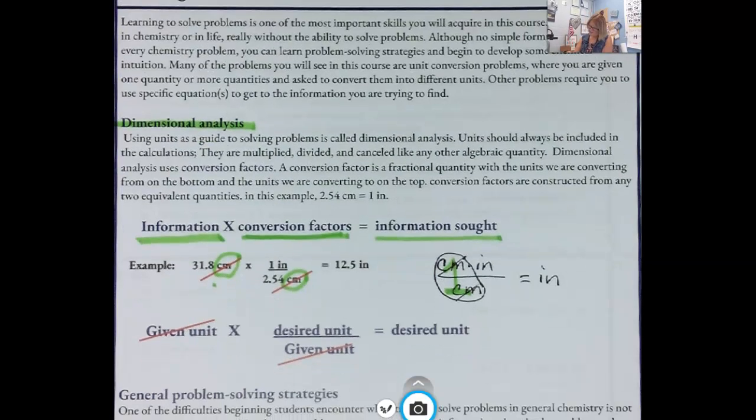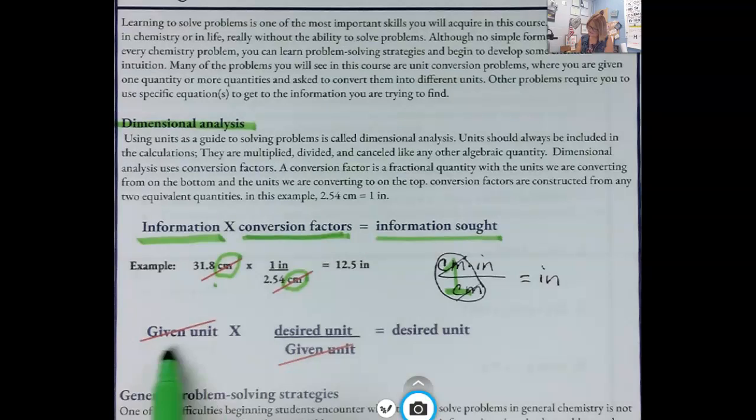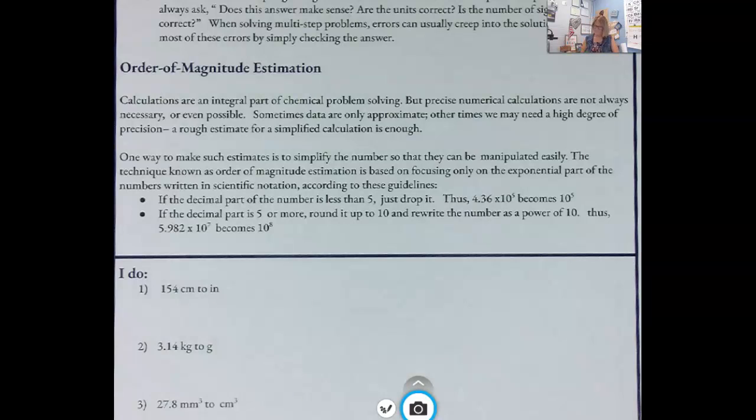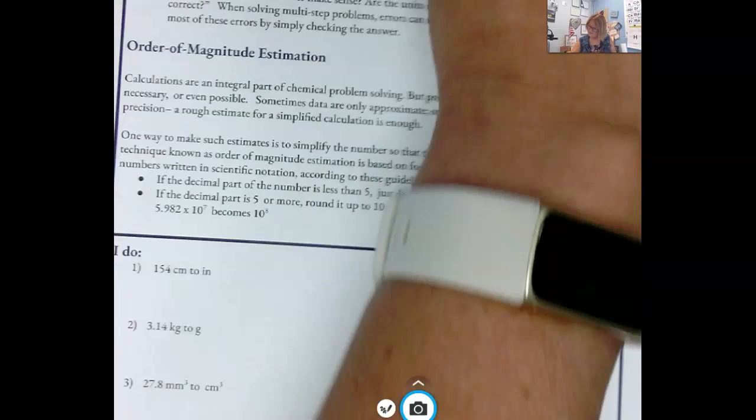So we're going to go on again. Same thing as I said. Your given unit goes in the denominator. Your desired unit's going to go in the top. Okay, so let's just run through a few of these and see what you remember. So we're going to start with the I do's down here.